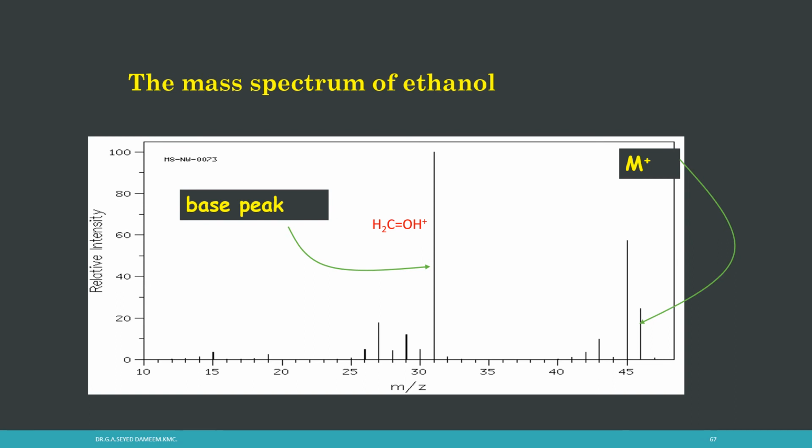That ion has greater stability. That ion gives the base peak. I already told you that in the case of primary alcohols, a prominent peak is obtained at m/z 31 corresponding to this ion, and here ethanol is a primary alcohol and it gives this ion, and that gives the base peak. So the other peaks are fragment ion peaks.